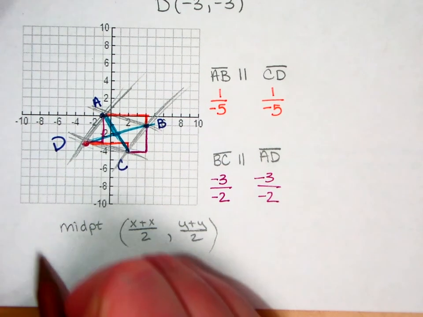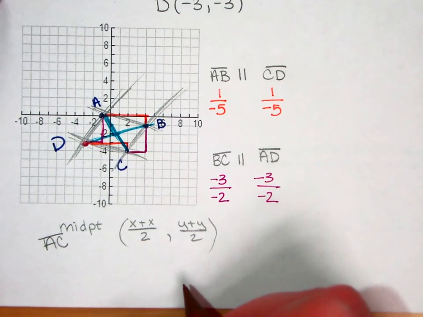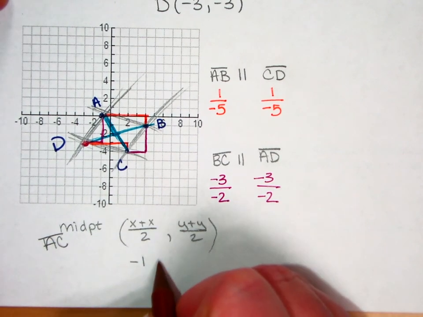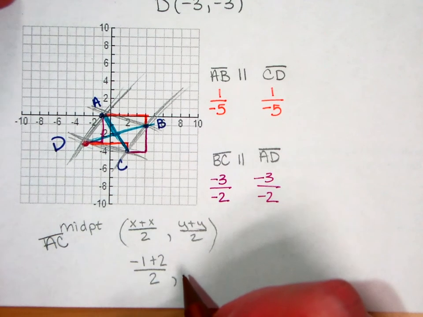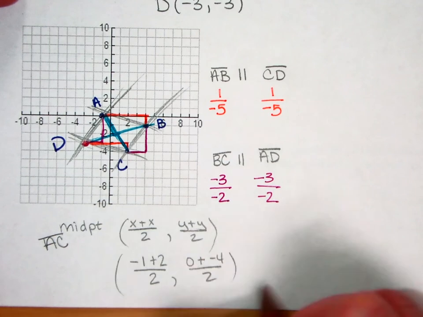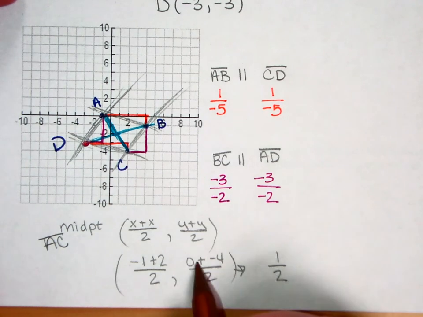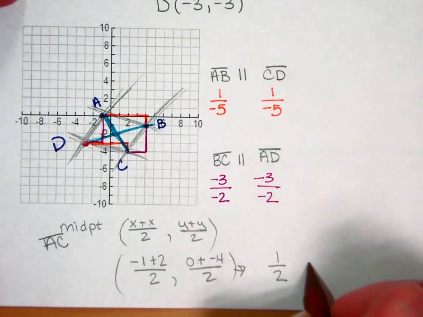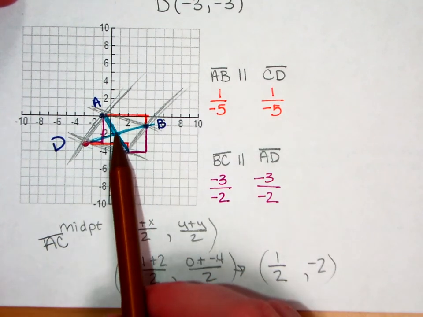So we're going to do that with AC. So we're going to find AC's midpoint. So going with A, negative 1 plus 2, once again AC, divided by 2, comma, 0 plus negative 4 divided by 2. This gives me a negative 1 plus 2, which is 1, over 2. And this gives me negative 4 over 2, which is negative 2. Which is roughly where I'm at, negative 2, 1/2.